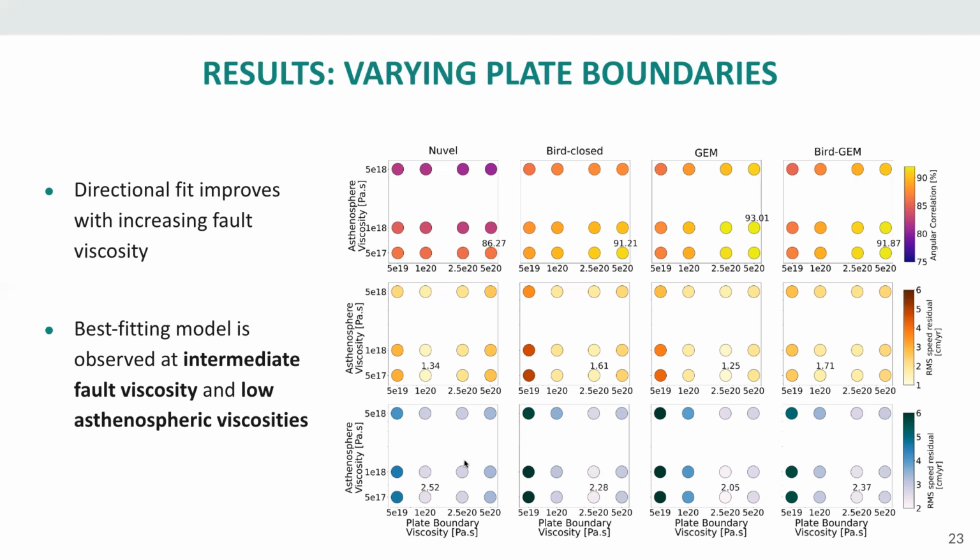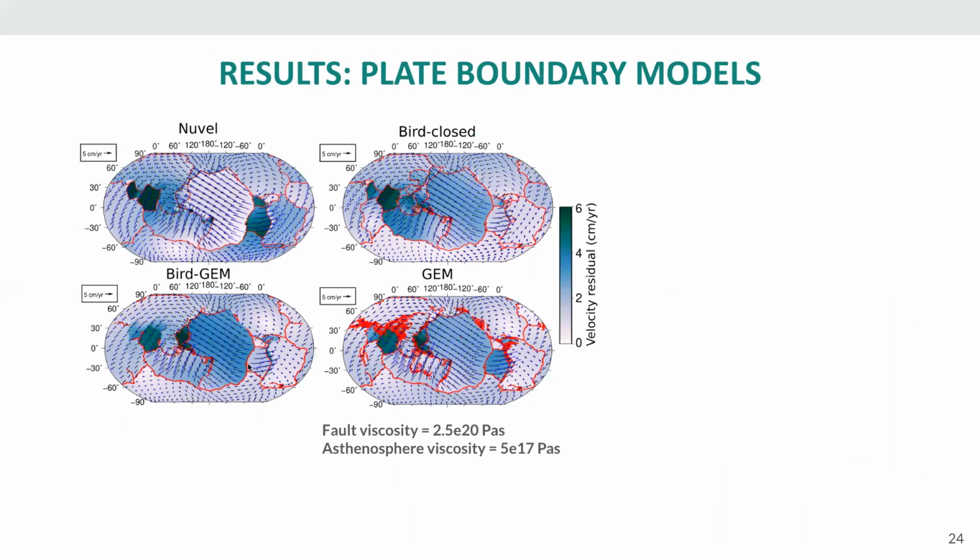And because the velocity residual includes both speeds and direction, we use the models that have the lowest velocity residual for each plate boundary geometry, and we try to analyze them. So here are the best fit models with different fault viscosity and asthenosphere viscosity, but for each plate boundary geometry. So Nuvel, which is the simplified model, the Bird closed model, which has more microplates, and the GEM model, which has the diffuse zones and also the angular information. And then the Bird GEM model, which does not have the diffuse zones.